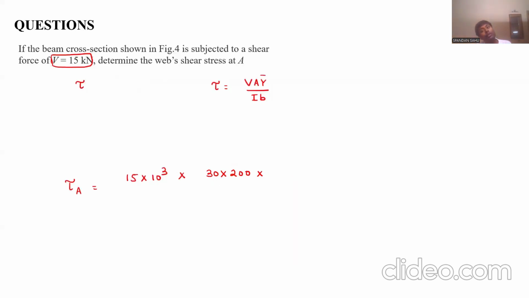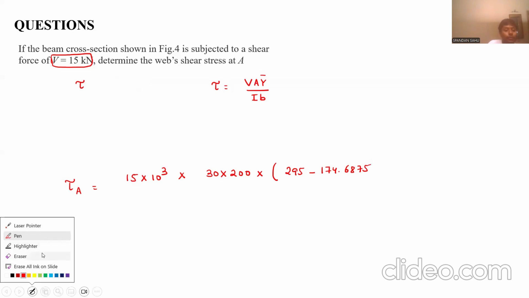And the moment of that area about the neutral axis, how much will it be? Total height is how much? 30 plus 250 plus 30. 30 plus 250 is 280, plus 30 is 300. From there, you reduce the top half, that will be 15. So 295 minus 174.687.